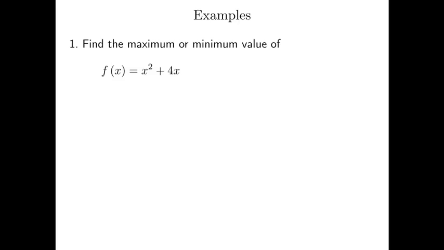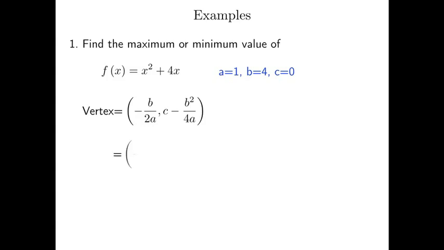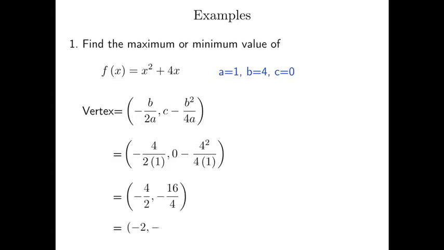So, once we identify that a is 1, b is 4, and c is 0, we can use our vertex formula, negative b over 2a, comma c minus b squared over 4a, and just plug in our values to find out what the vertex is. So here I've done that, and after some simplification, we get down to -2, -4. So our vertex for this parabola is at -2, -4. And since a is 1, it's positive, it's bigger than 0, so we have an upward opening parabola, which means that -2, -4 is a minimum value.